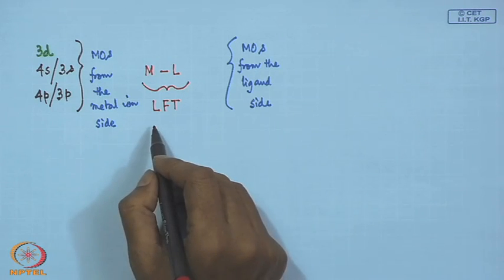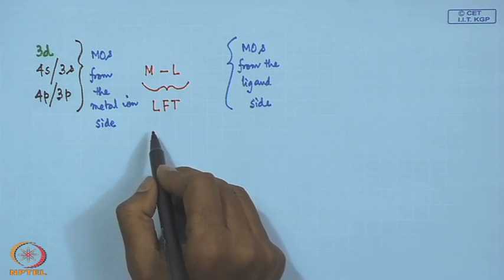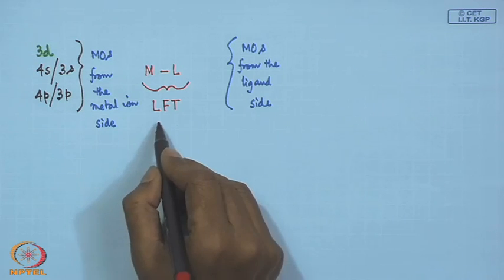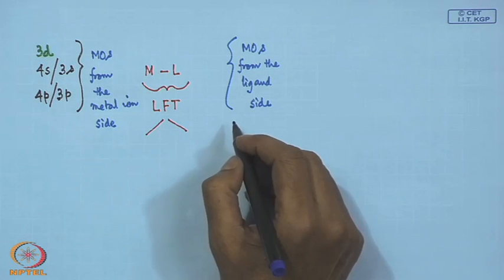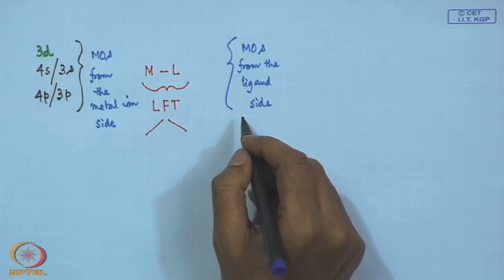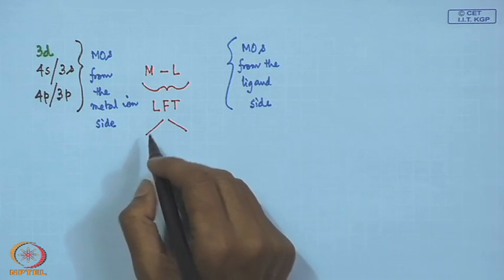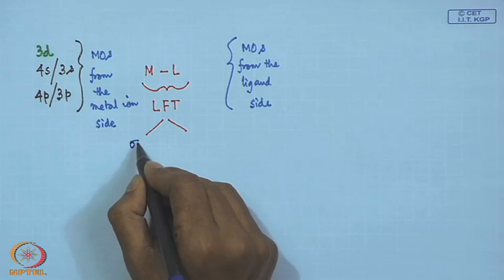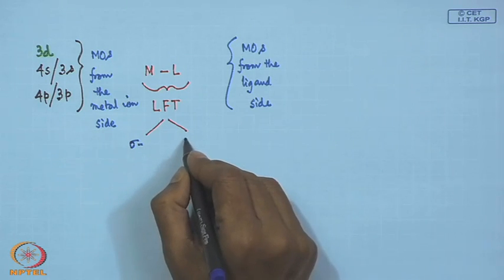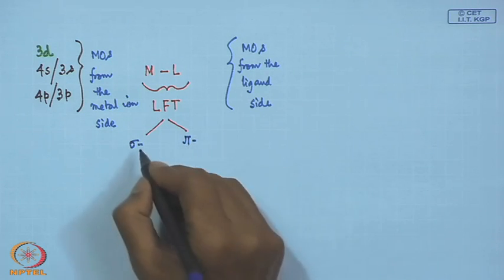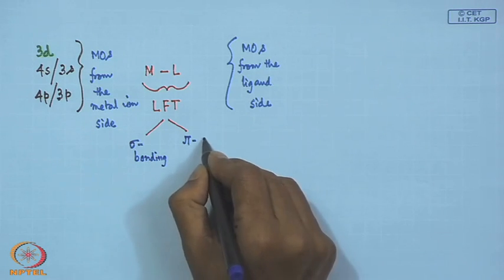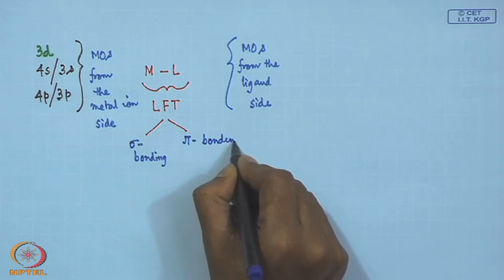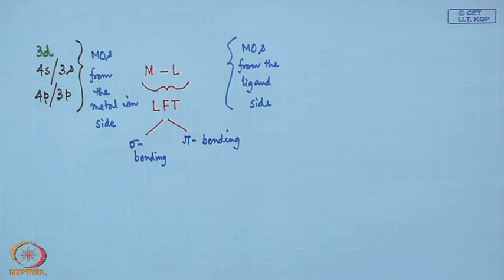So, when we consider this ligand field theory and when we are talking about the corresponding molecular orbitals, we will find that there are two different types of interactions we can have when we talk in terms of the simple molecular orbitals for covalent molecules like carbon monoxide or any other thing. We can have the head-on overlap for sigma bonding and side-on overlap for pi bonding. So, we will have both sigma bonding and pi bonding for this.